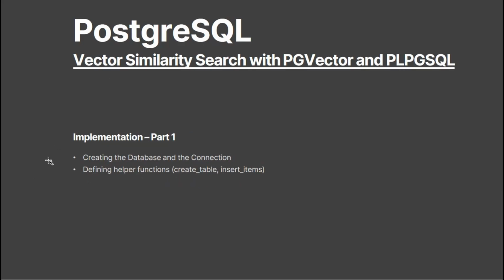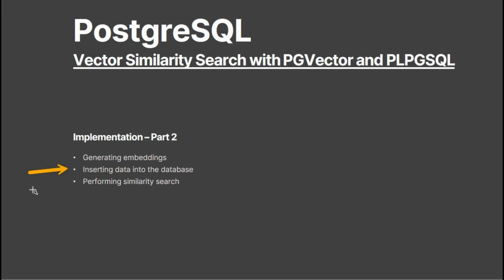Let's start with the implementation of vector similarity search. The generate mock embedding v2 function simulates embedding generation. The insert items v2 function inserts data, which is critical for our demo. The similarity search v2 function performs the similarity search. Last but not least, the run vector v2 function contains the entire process. Keep in mind we will be creating the database, its connection, and defining all of these other helpful functions as mentioned. And then we're going to be moving into generating embeddings. Embeddings will be generated, data will be inserted, and the similarity search will be performed.